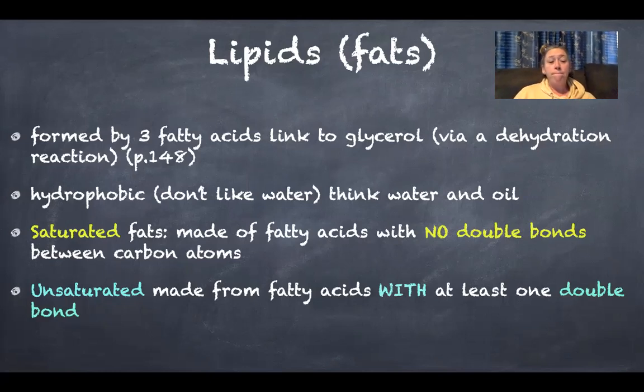So saturated fats are made of fatty acids with no double bonds between the carbon atoms. Unsaturated are made with fatty acids with at least one double bond. So you can think of it like this. Saturated means there are as many bonds as there possibly could be, as many single bonds as there could be. Unsaturated means there's at least one double bond. I think that's probably just a memorized fact.